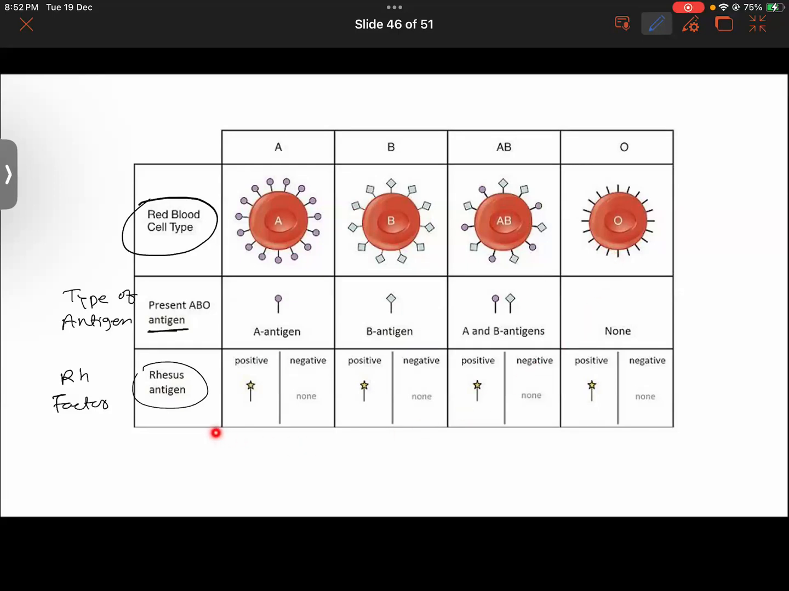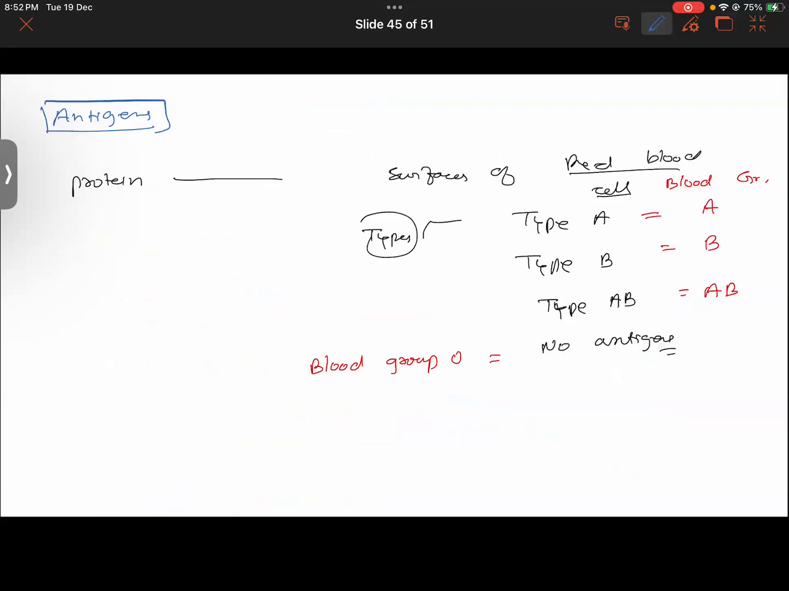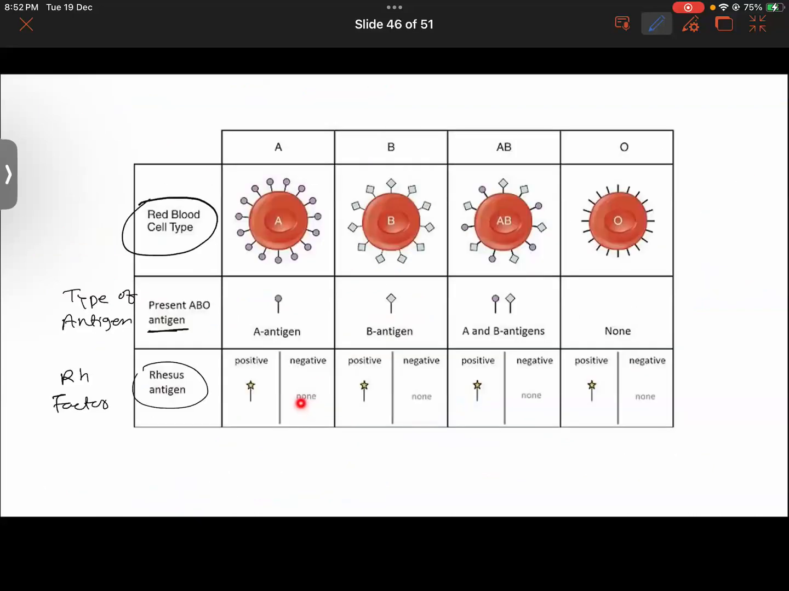Okay. And we did talk about RH factor also. If the RH factor is present, the group is positive. If the blood type is positive, it indicates that RH factor is present. If negative, there is absence of RH factor, right? So positive means presence, negative means absence. This symbol is used to represent the presence of RH factor here. So like that, you can understand about the positive also.